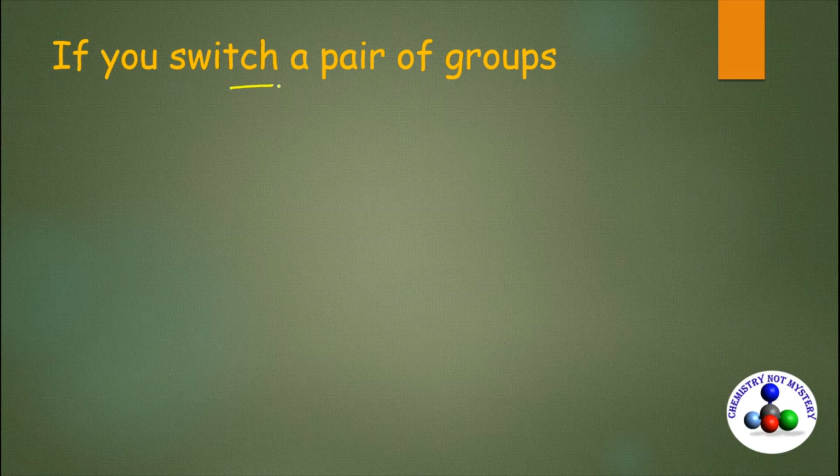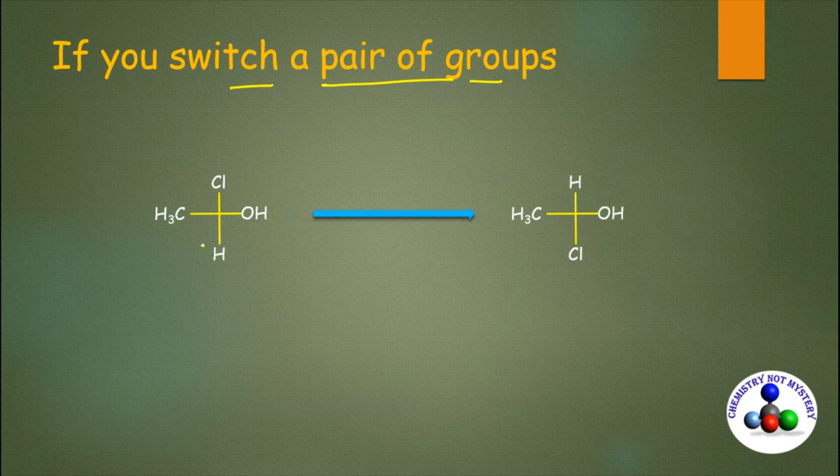What happens if we switch a pair of groups? Here I have switched chlorine with hydrogen. So when we switch a pair of groups, what will happen to the configuration of the molecule? First, rank the groups on the basis of their atomic number. So we can rank in this way. Now draw an arrow from first priority to the second priority. So in this way, in the right direction, you can draw an arrow. So the configuration of this molecule comes out to be R.